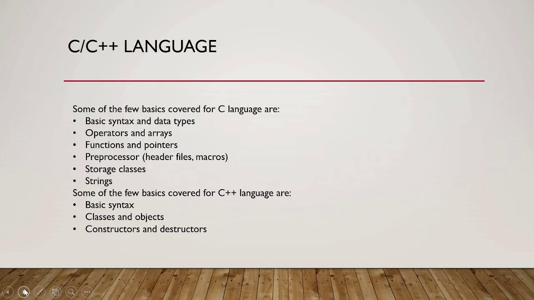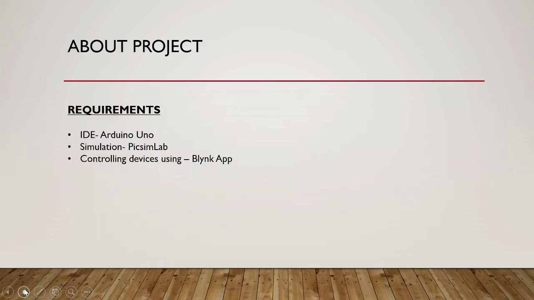Now, the main topics that were covered for C language are basic syntax and data types, operators and arrays, functions and pointers, preprocessors, under which we learned about header files and macros, then storage classes and strings. A few topics covered for C++ language were basic syntax, classes and objects, constructors and destructors, and much more.